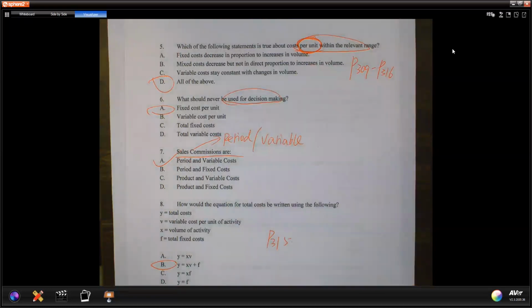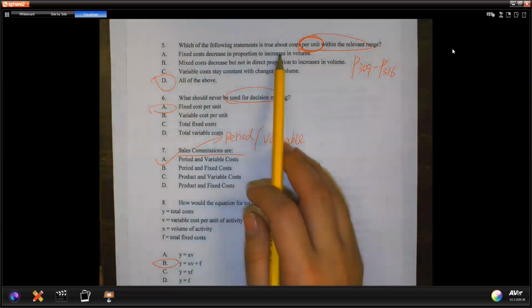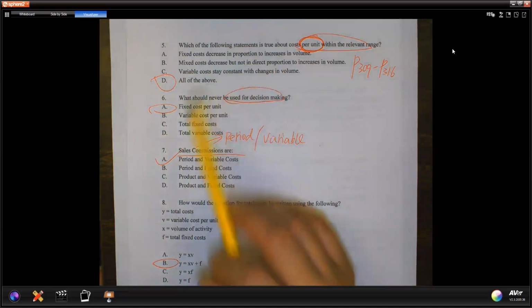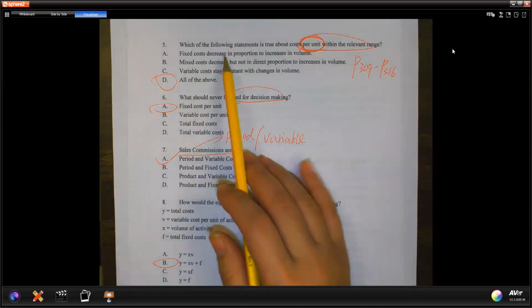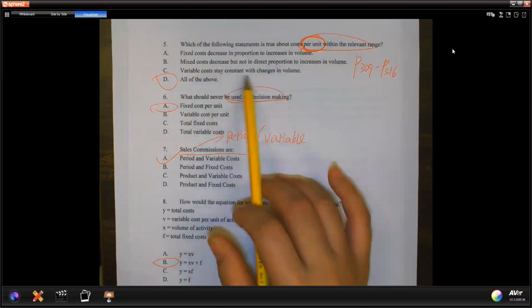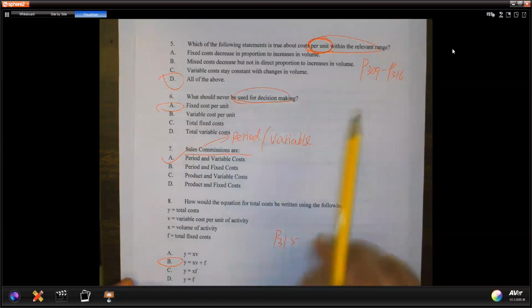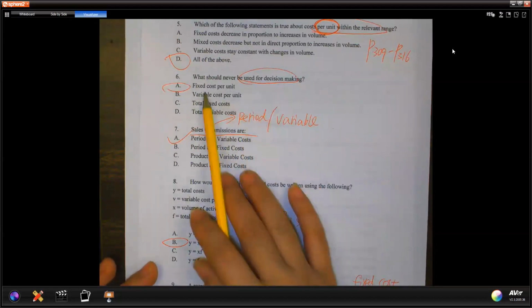Next one, question 6, asks about per unit. We said for per unit, the fixed cost goes down and the variable cost is constant. For the mixed cost, it also goes down, but not in proportion with the volume. So fixed cost decreases, mixed cost decreases but not in proportion, and variable cost is constant, yes.